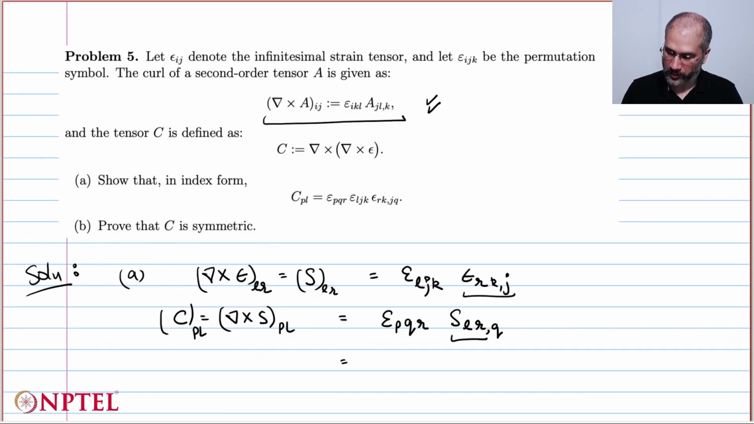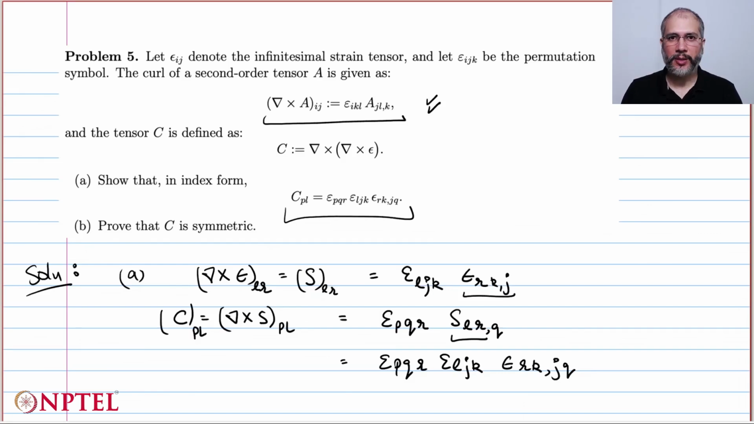So this becomes, I'll use the word epsilon for permutation symbol and strain for the strain, epsilon PQR times epsilon LJK times strain RK comma JQ. And this is exactly what we had to show. So this completes part A.